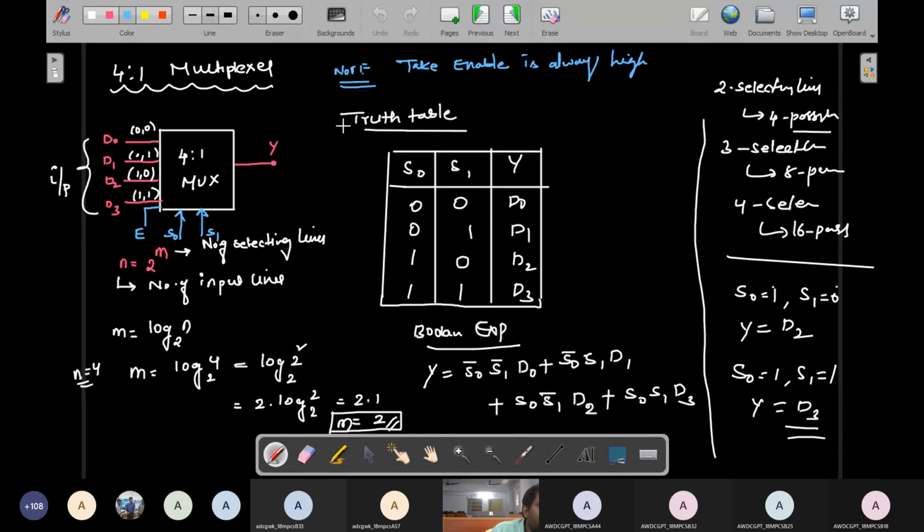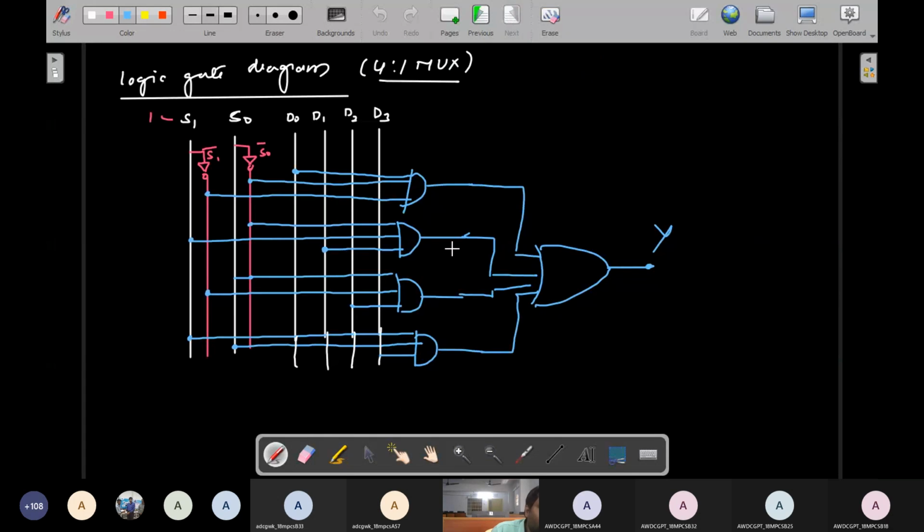So this is the class about the 4:1 multiplexer. This is the circuit diagram of the 4:1 multiplexer, and after the truth table, we will design the Boolean expression. Using this Boolean expression, I draw the logic gate diagram of the 4:1 multiplexer. So this is your final output, and these are the available inputs, and these are the selecting lines. Okay, right. Move to the 8:1 multiplexer.